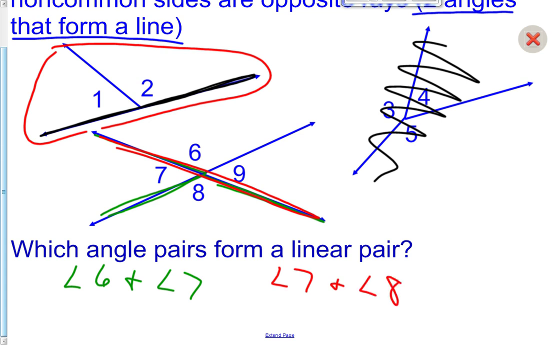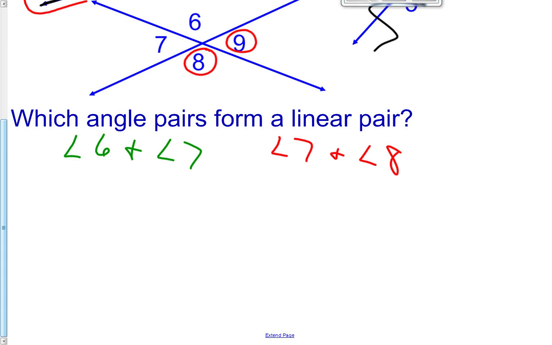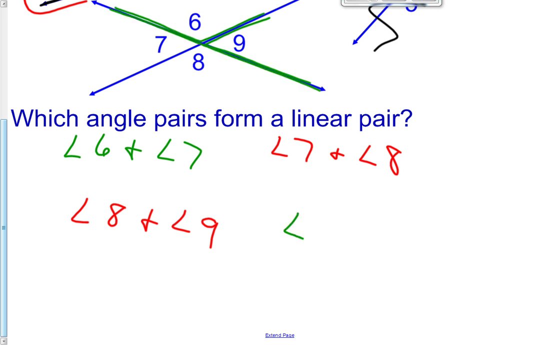Another linear pair. It's similar to adjacent angles because these linear pair angles are adjacent. Angle 8 and angle 9 are adjacent, but they're even more specific. They also form a line, a linear pair. So angle 8 and angle 9 is another pair. And then angle 9 and angle 6, this angle and this angle also form a line. So angle 9 and angle 6. That's what a linear pair is.